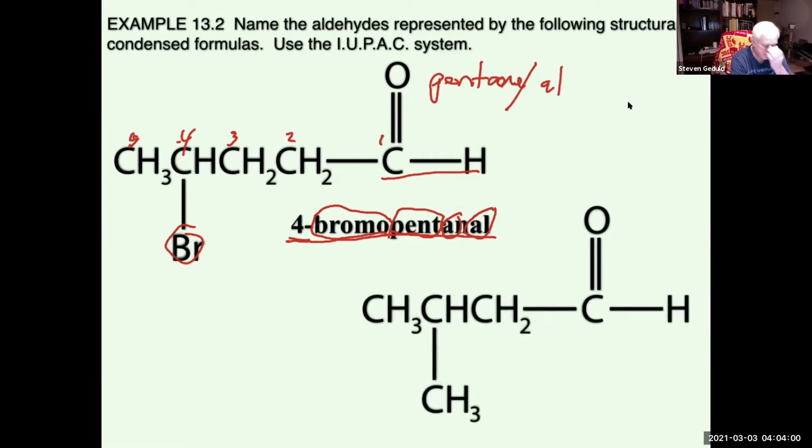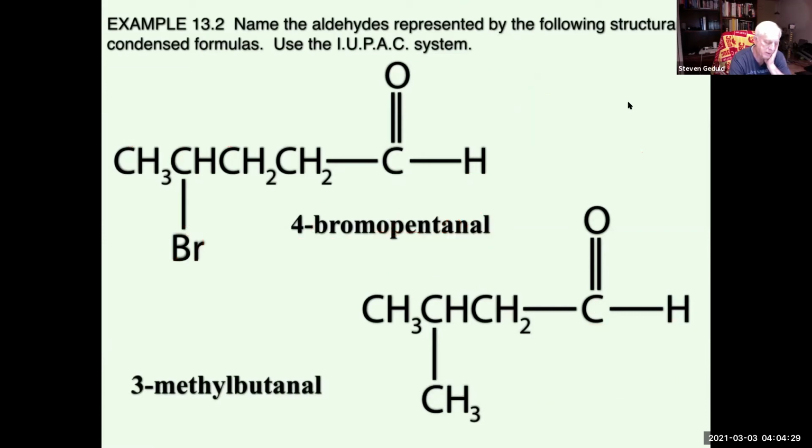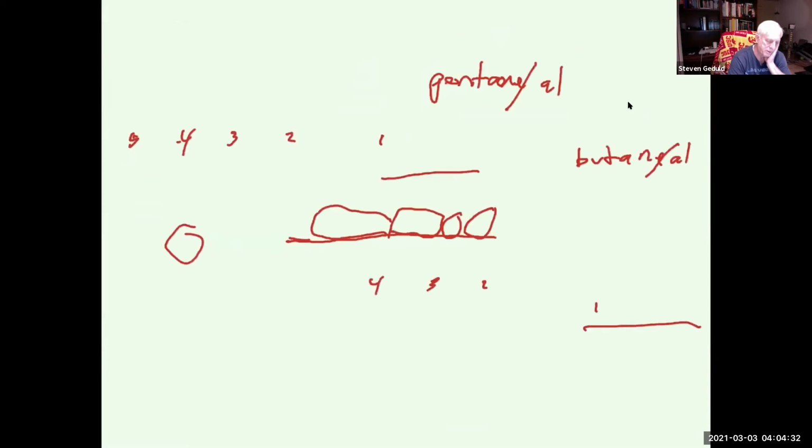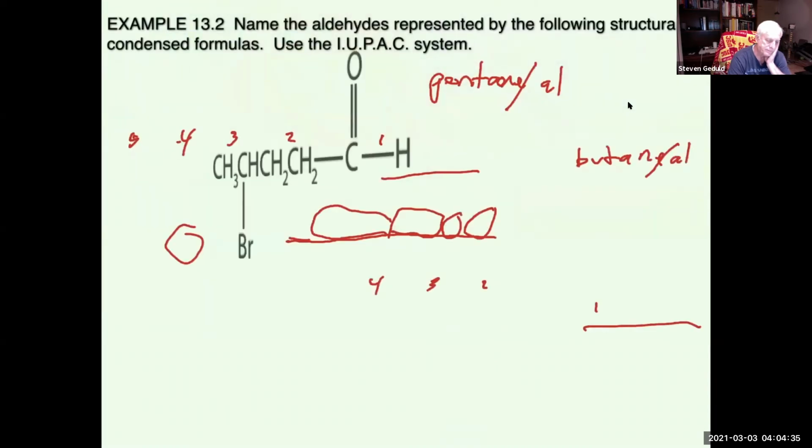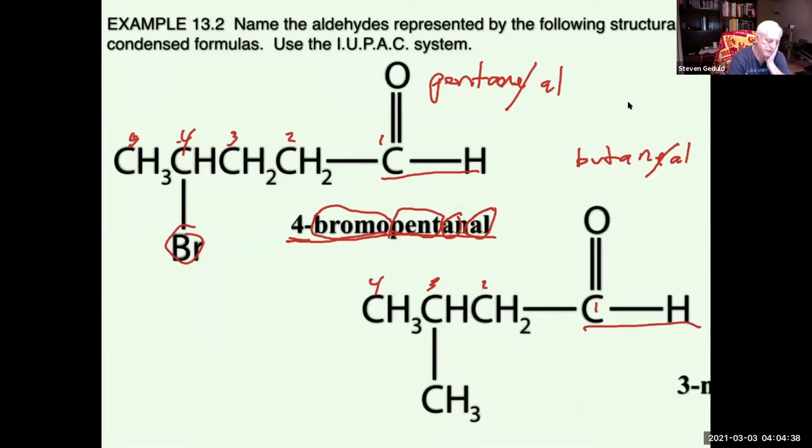Okay, and then we got this one. Again, number 1 carbon is always the carbonyl carbon. Number 2, number 3, and number 4. So we got 4 carbons, and 4 carbons is butane. Drop the E, add Al because it's an aldehyde. And at 3, we have a methyl group. Put it together, we have 3-methylbutanal.